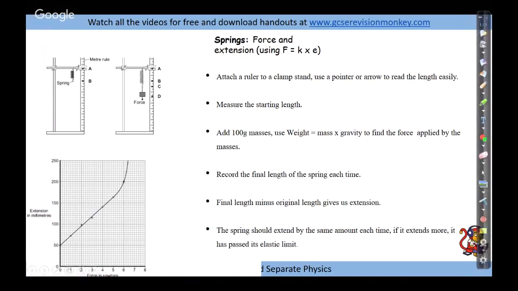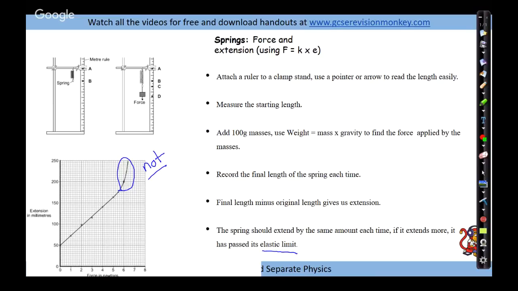Okay, finally, the spring should extend by the same amount each time. If it extends more, it has passed its elastic limit. So this little part of the graph up here, where it's no longer straight, probably from around there, this part of the graph up here doesn't follow what we call Hooke's law, because it's not directly proportional. Because it's not directly proportional, that's where the spring's been overstretched. Someone's put too many masses on it, and it will never go back to its original length. So we say it's past its elastic limit.